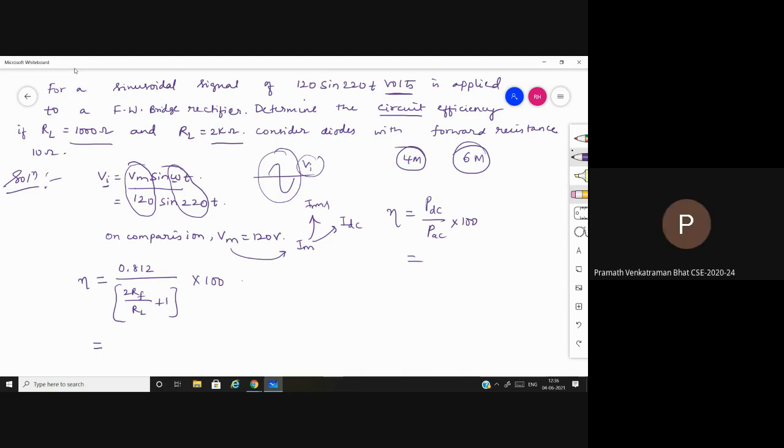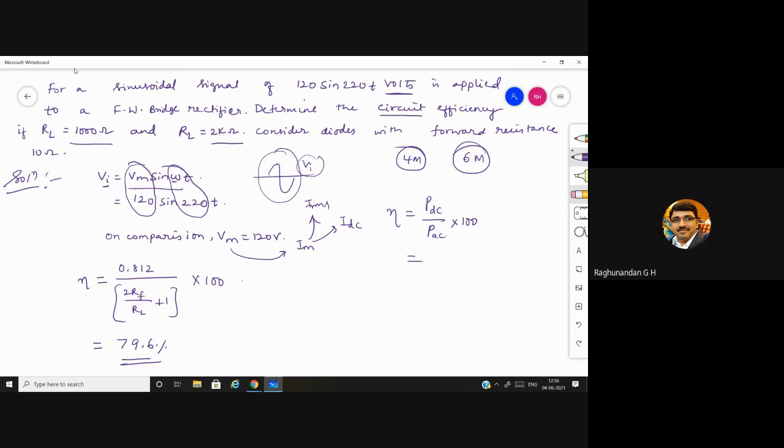79.6%. If you go with this method also, you'll get almost the same, slightly different. You might get a 0.2 or 0.1 difference, that is fine. So it is left to you. Both the methods I have taught you. You can use any of the methods.